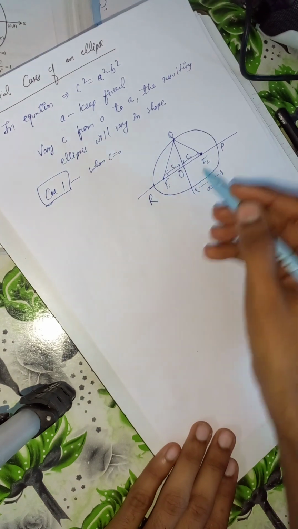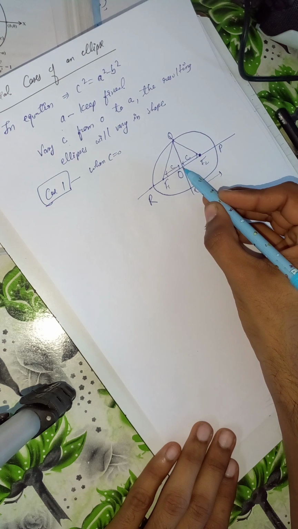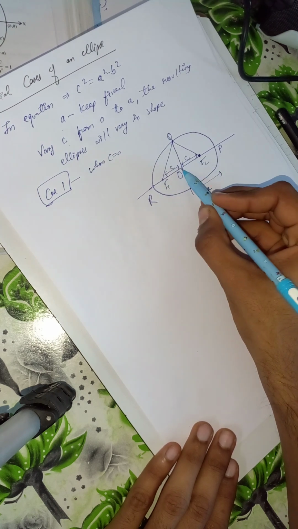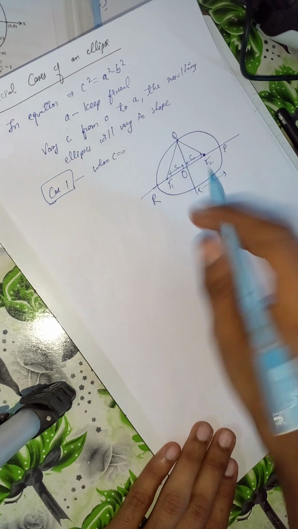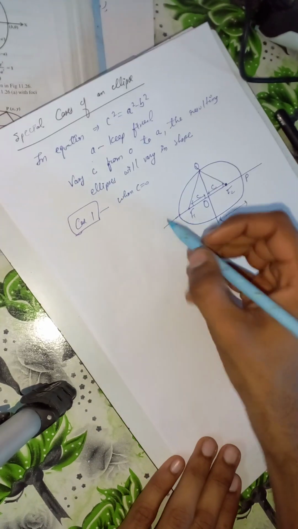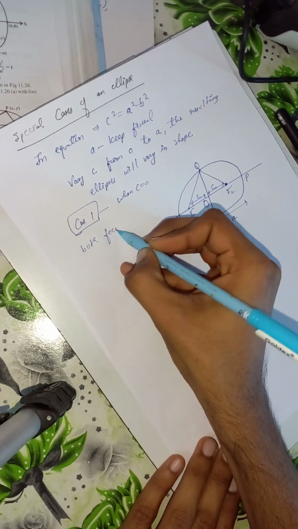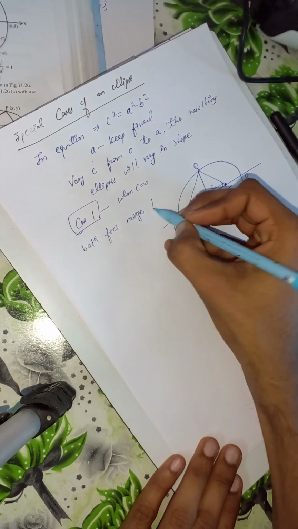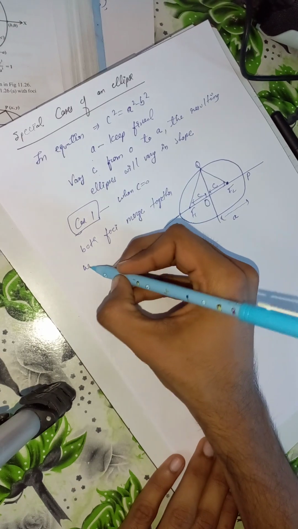Now if c is equal to 0, then what will happen? This point and this point will merge at the center. This point F1 and this point F2 will merge at the center. So there will be no focus. There will be only the center. If c is equal to 0, both foci will merge together with the center of the ellipse.